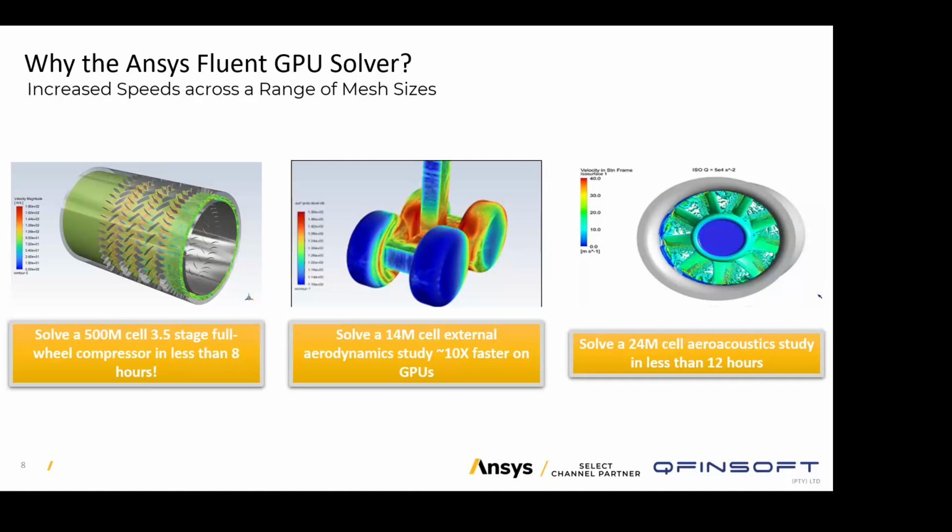Lastly, let's look at the increase in speed we can get from a range of different measures. On the left hand side, we have a compressor with 500 million cells, and we can solve that in less than 8 hours. In the middle, again, we have our landing gear with 14 million cells, and that speeds up the simulation about 10 times faster on the GPU than on the CPU. And then on the right hand side we have an aeroacoustic simulation with 24 million cells, and they can also solve in less than 12 hours. So basically we can get results overnight.